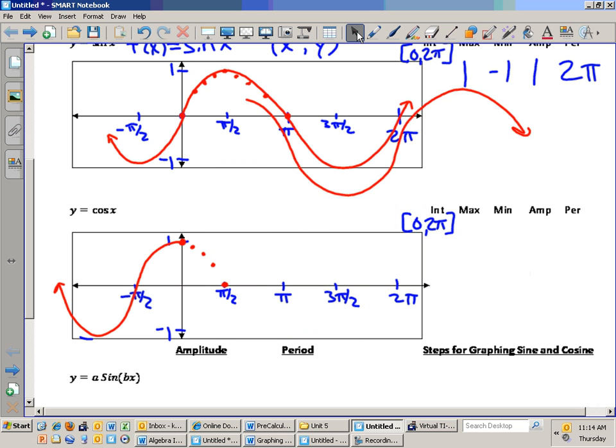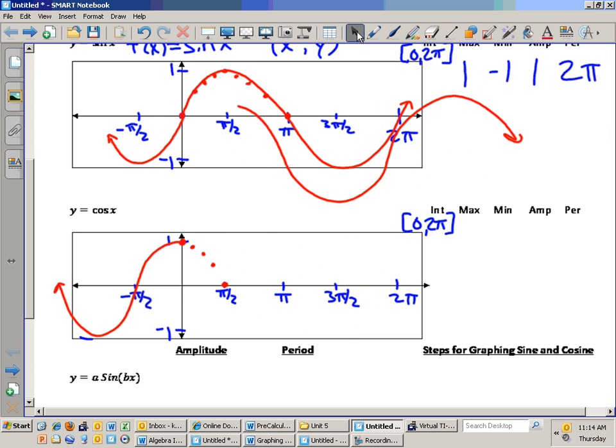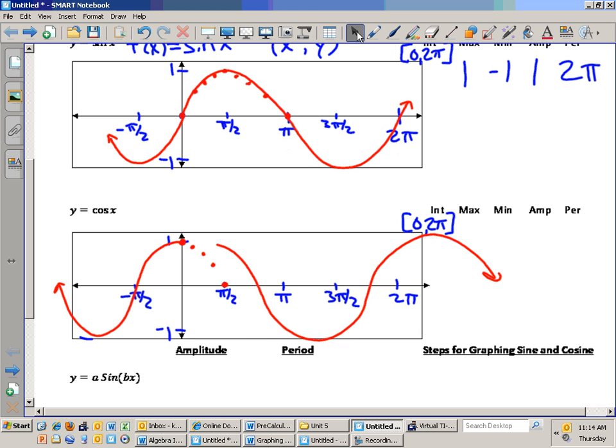I bring it up. It fits right on there, right? Same graph, just shifted over 1 quadrant. That's all the difference is, okay? And that's the relationship between sine and cosine. They differ by simply 1 quadrant, or pi over 2.